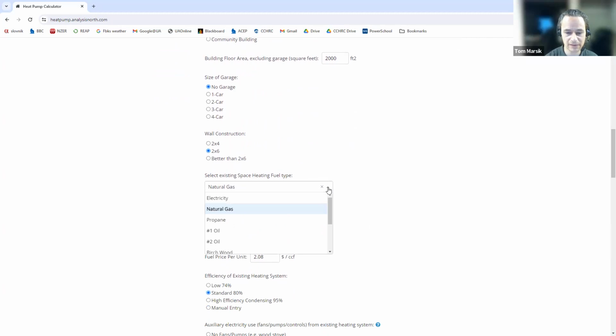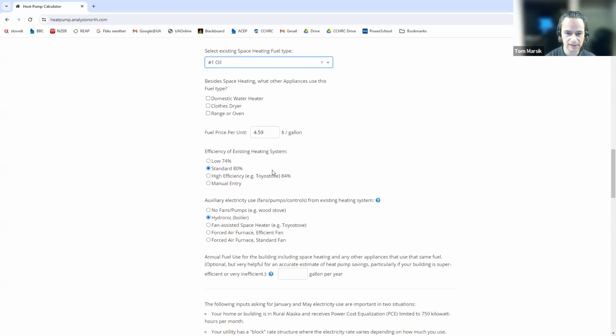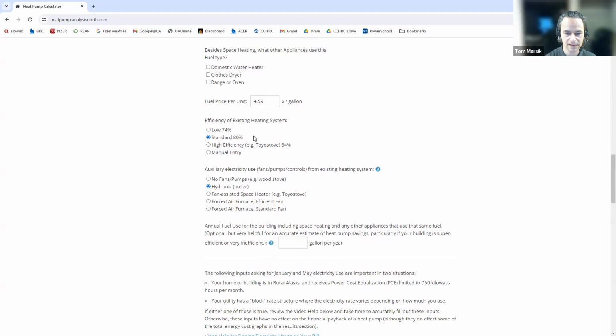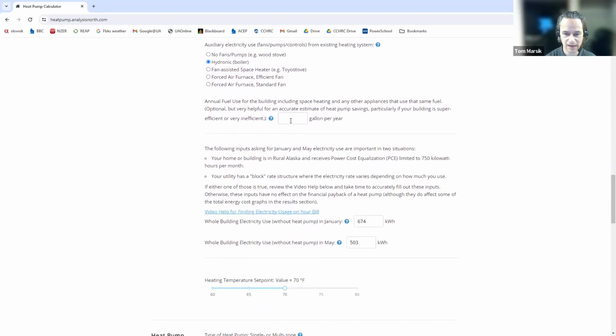Sorry. In Fairbanks, a more common situation would be using #1 heating oil. So I'm gonna change it to that. 4.59 per gallon here. Again, not totally up to date, but I think still fairly reasonable. Standard heating system, 80% efficient, hydronic. We don't have actual data to put here, but if you did, you would, to calibrate the model better.